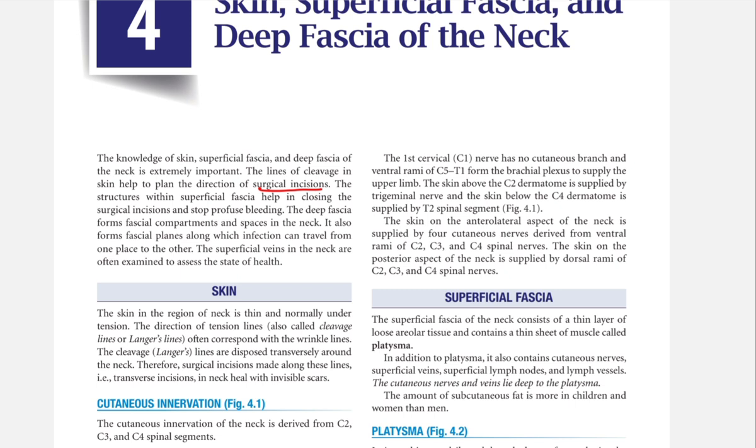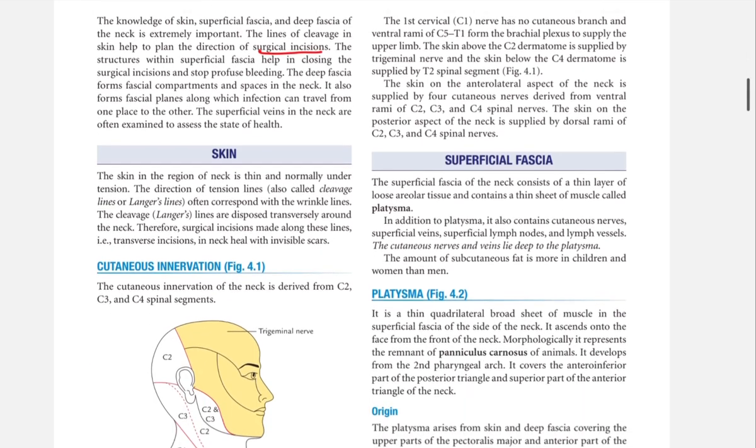Deep fascia forms fascial compartments and spaces in the neck. It also forms fascial planes along which infection can travel from one place to the other. Superficial veins in the neck are often examined to assess the state of health.